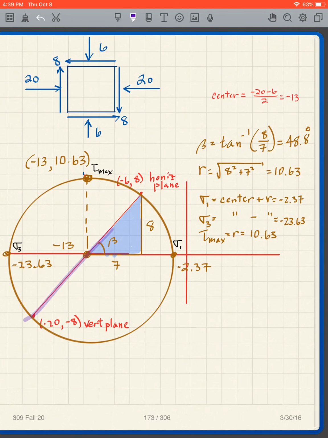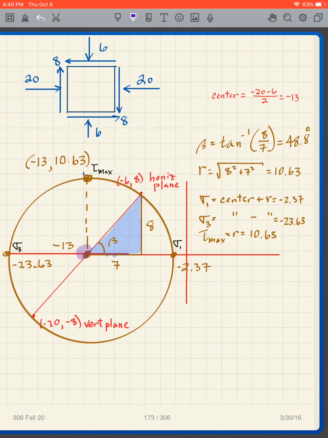I draw a line between them. I take the average of the x-coordinates. That x-coordinate is -6, and that x-coordinate is, sorry, -20. So -20 minus 6 over 2. The center is at -13.